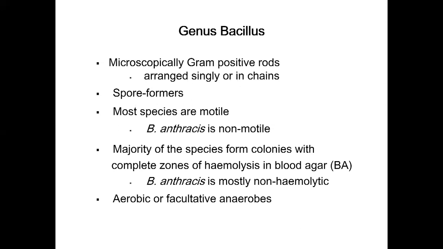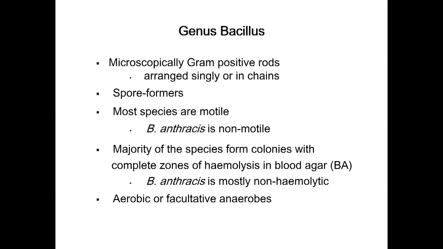And most species in this genus are motile. Most of them, that means there are some which are not, and among the few that are not, Bacillus anthracis is one of them. It's non-motile. So we are going to mention the species. One of the species will be Bacillus anthracis.